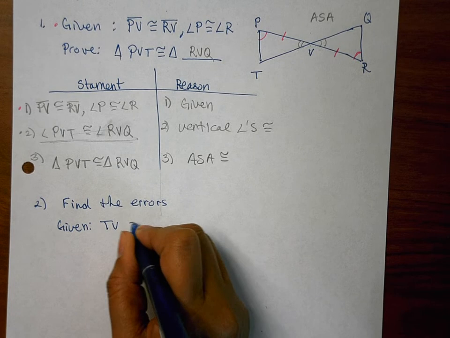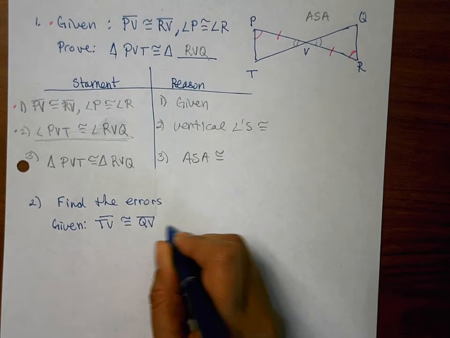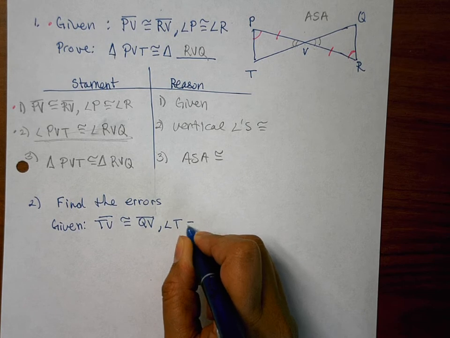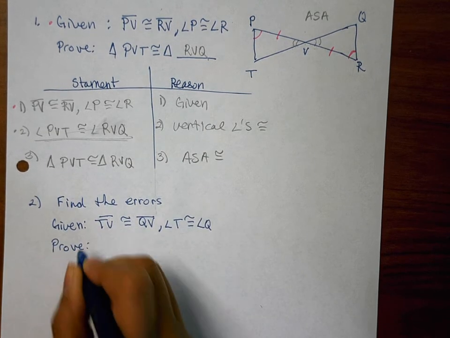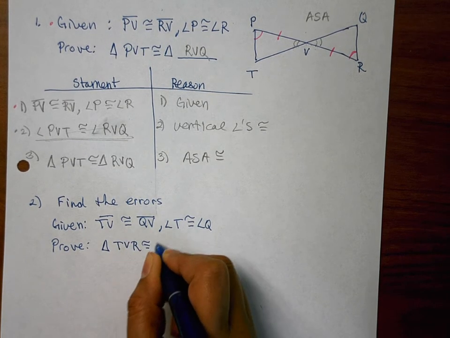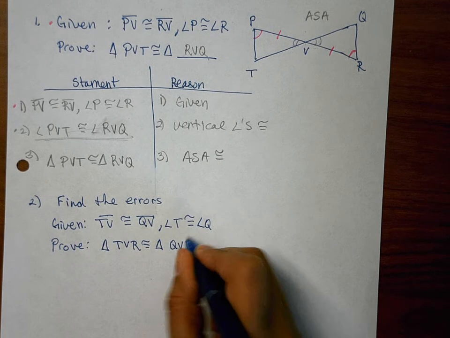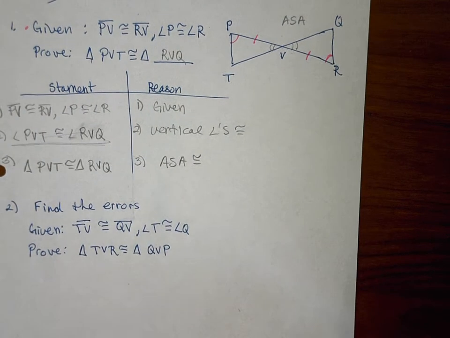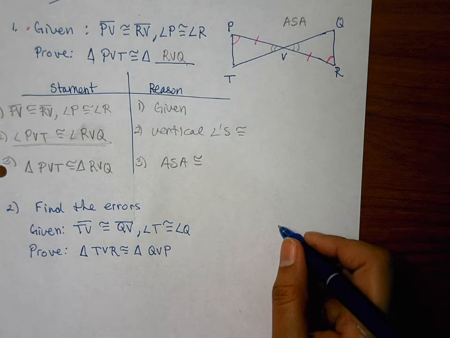TV is congruent to QV, and angle T is congruent to angle Q. Prove triangle TVR is congruent to triangle QVP. Everything's filled in for you. Okay, I am going to have you see what's the easiest.